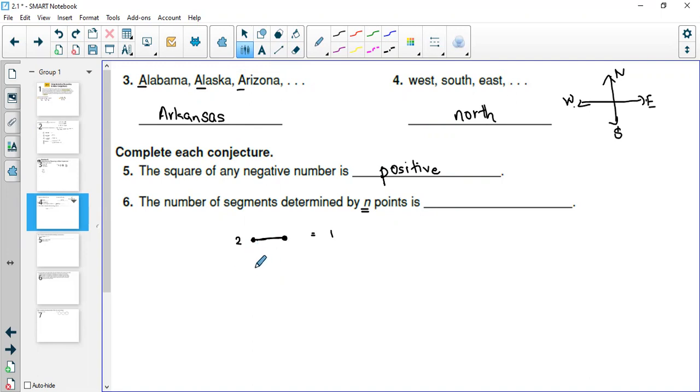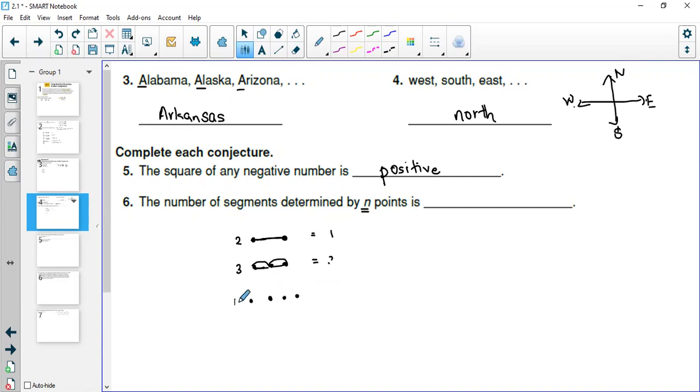Okay, so what if I have 3 points now? How many segments is that going to give me? One segment, 2 segments, and 3 segments. So 3. So 1, 2, and the complete one, 3. What if I have 4 points? So how many segments is that going to give me? Oh, my points are not clear. Let me draw them again. So 1, 2, 3, 4.